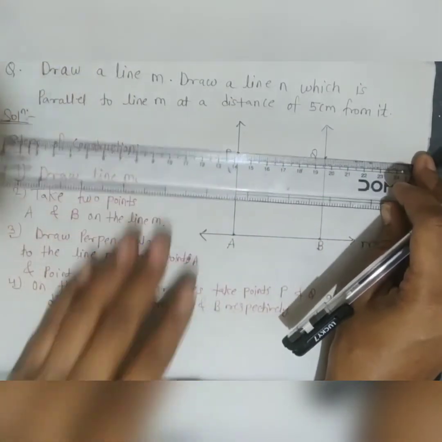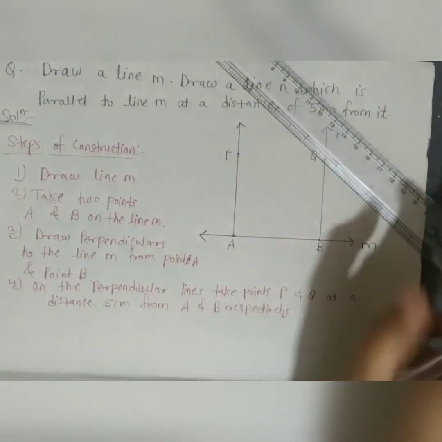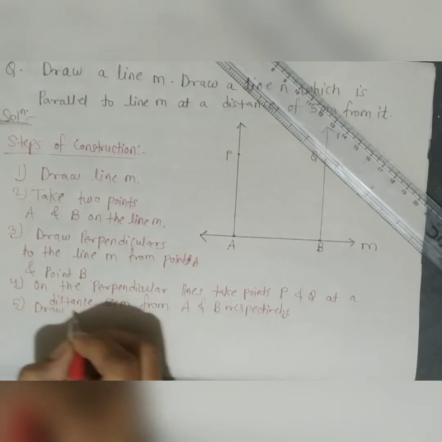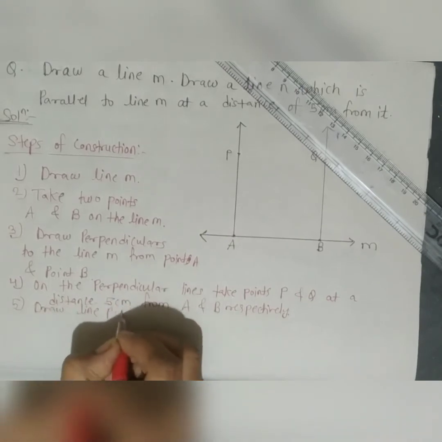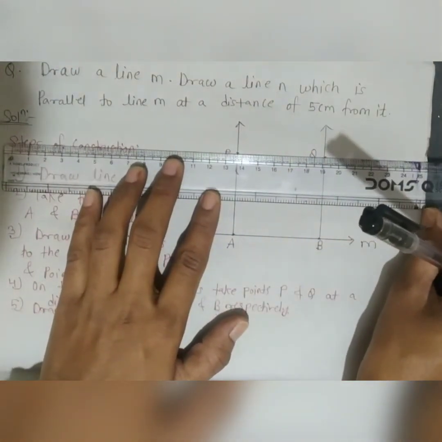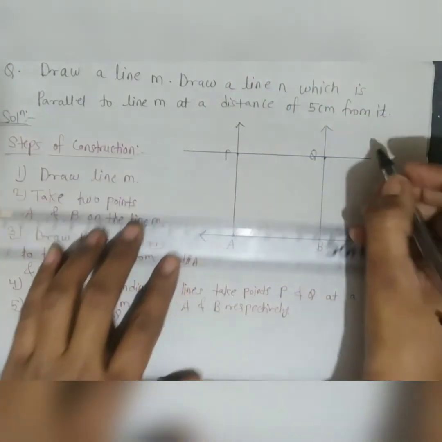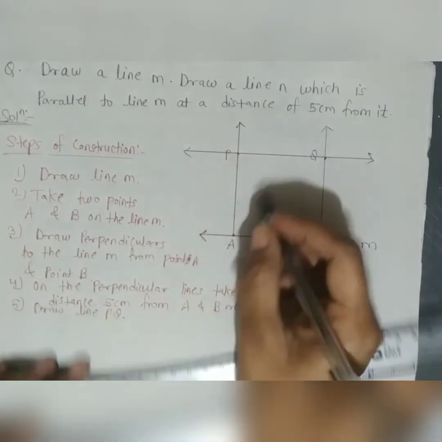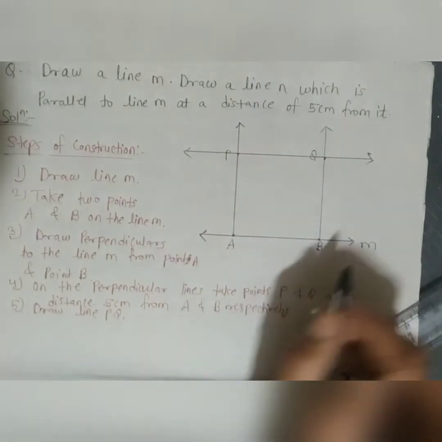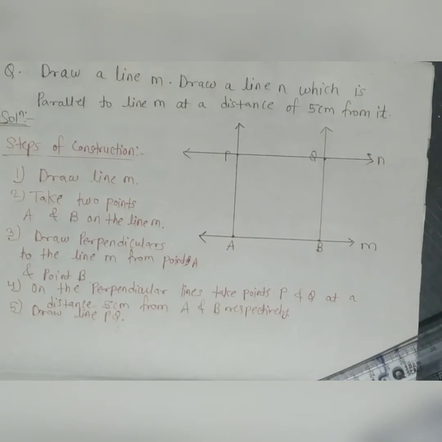Now our next step is draw line PQ. Now we draw a line PQ. And in the question it is given, draw a line N which is parallel to line M. Now this is our line N which is parallel to line M.